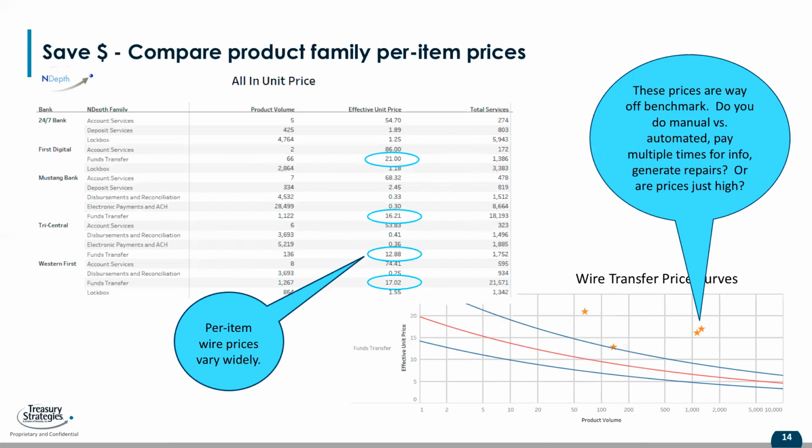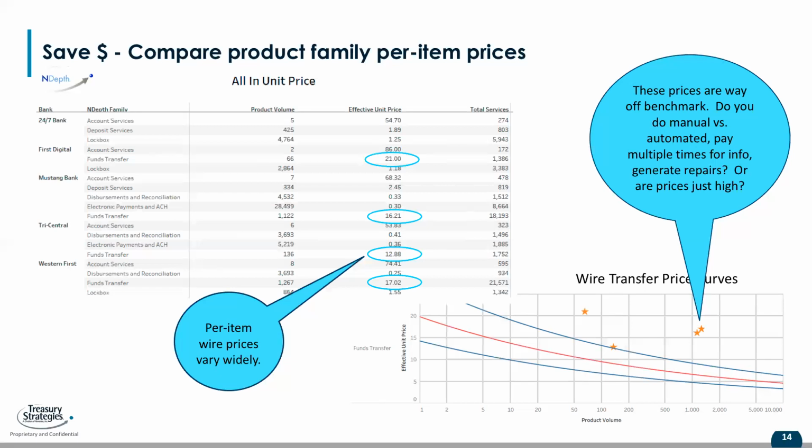And so what this would say to you as a person looking for value in your account analysis would be, is there some reason for this, that these prices are so far off the benchmark? Am I using a lot of manual funds transfer as opposed to repetitive templates? Am I paying for telephone confirmations? Oh yeah, the evil telephone confirmation. Am I paying more than once for information about these wires?